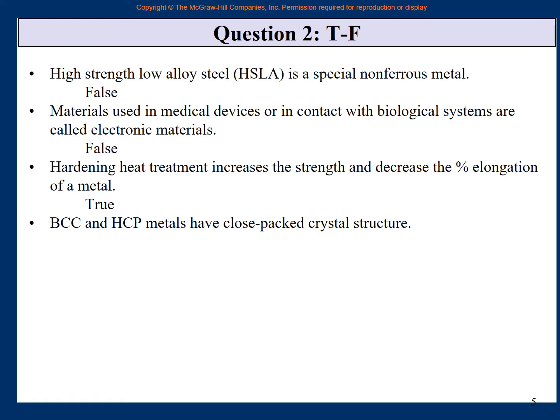BCC and HCP metals have close packed crystal structure. So if you remember crystal structures, BCC is not close packed. FCC, face centered cubic, and HCP are close packed. So what is the statement? False.